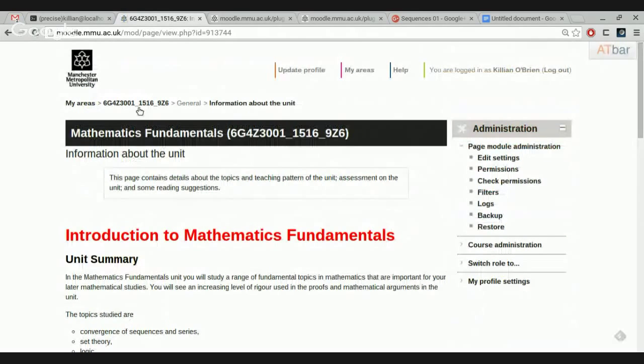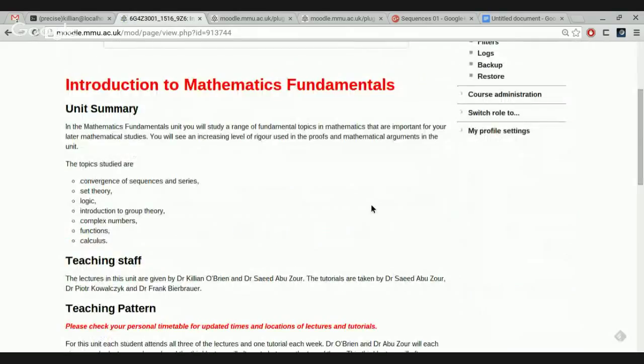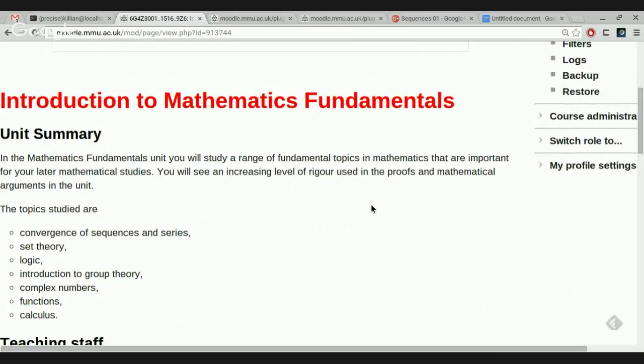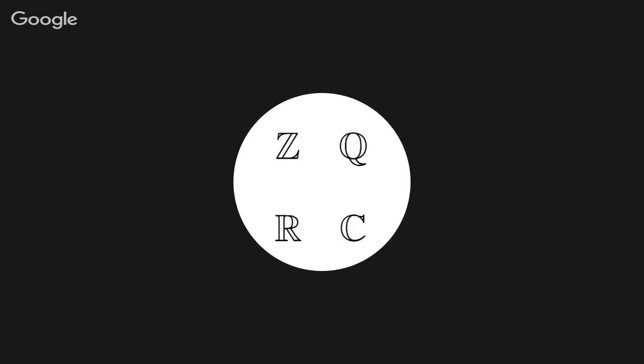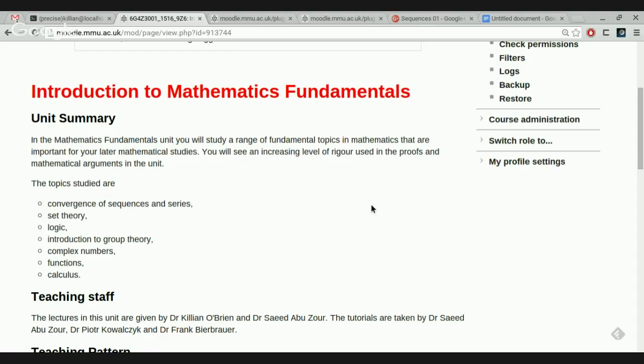So probably many of you have looked at this already. So this gives you the basic information about what's going on with the unit. Okay. So the topics covered in the unit are listed there. I'm going to start today with looking at convergence of sequences of series. We go through set theory, logic, a very small introduction to group theory. We cover complex numbers, some basic stuff about functions, and then calculus. So calculus occupies most of the second term, doing differentiation and integration and doing a rigorous treatment of that.